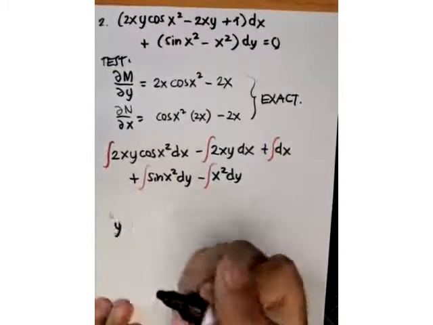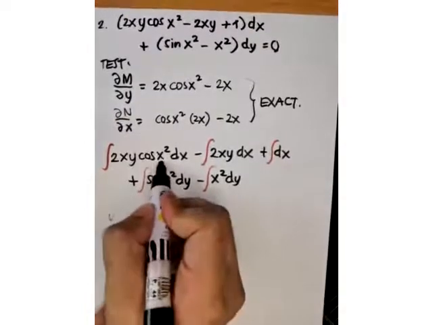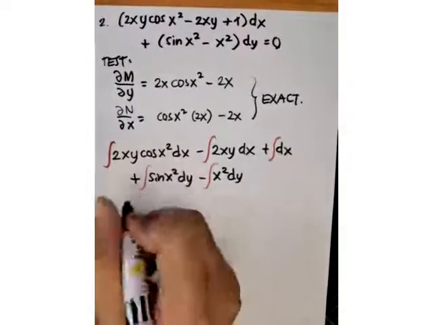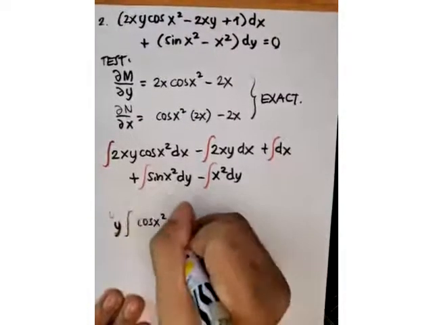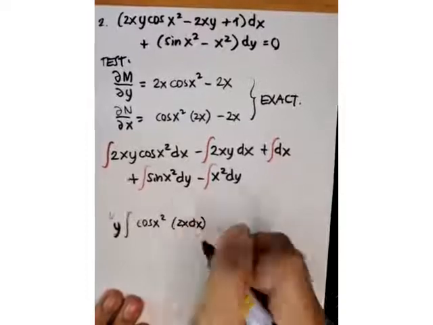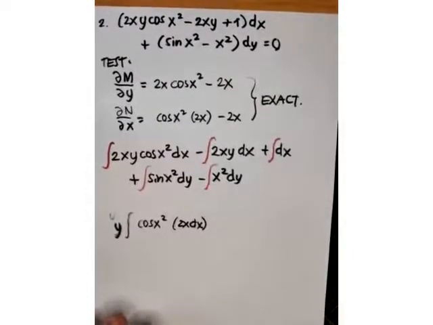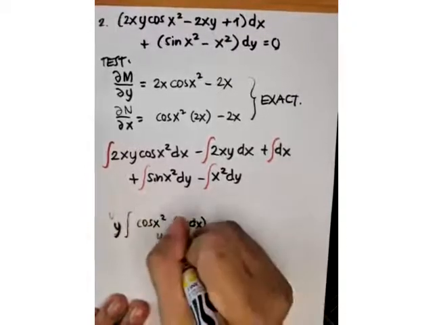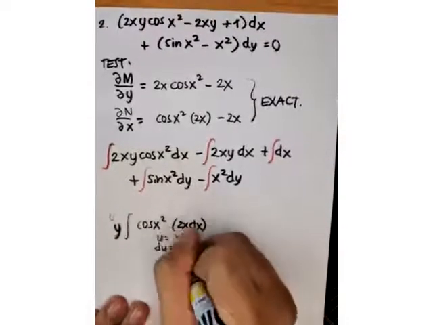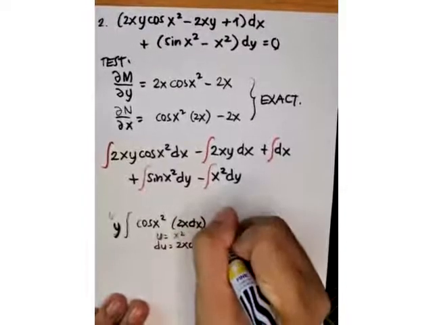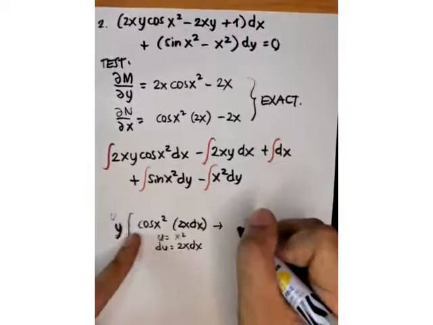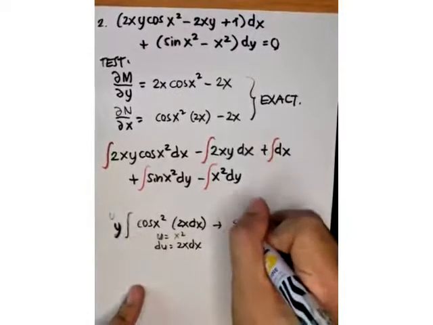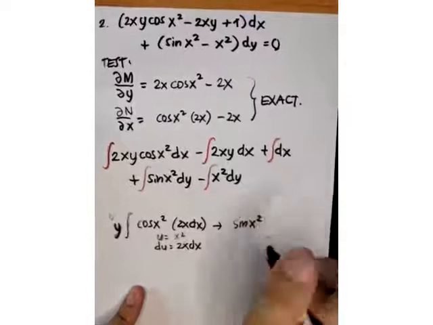Yung matitira ay, so integrate natin ay cosine x squared times 2x dx. In-obvious ko para sa inyo. So, ano yung u? Is x squared. Ano yung du? 2x dx. So, therefore, ang integral niya ay, okay, trigo kasi siya. So, it will be sine x squared.